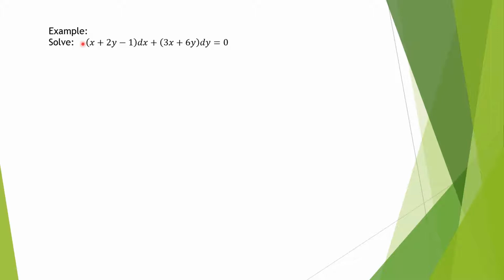Solve x plus 2y minus 1 dx plus 3x plus 6y dy is 0. Now, of course, how do we know that this is parallel? So we just have to divide: 1 over 3. Is that the same as 2 over 6? Of course, that's the same. And is that not equal to negative 1 over 0? It's not equal to negative 1 over 0. So this follows the rule that we had discussed before.